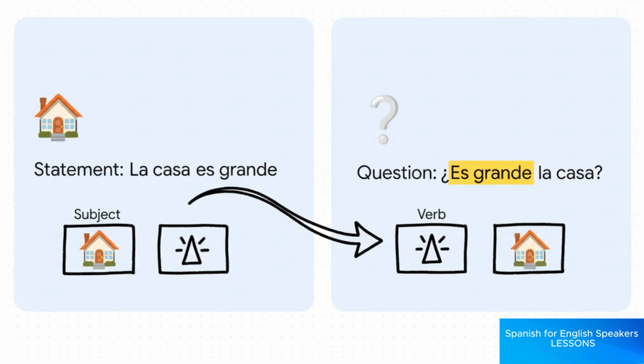A simple statement is, La casa es grande. Subject, then verb. To turn it into a question, we just invert it. ¿Es grande la casa? Verb, then subject. It's that straightforward. And hey, here's a little pro tip. Native speakers often drop the pronoun, so do you want coffee becomes a quick and super natural ¿Quieres café?